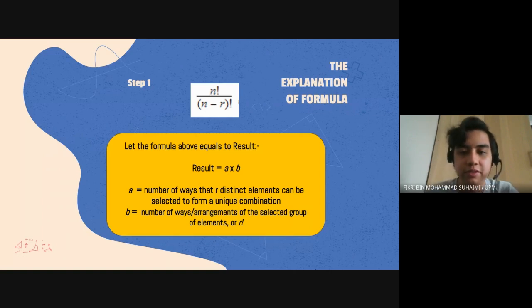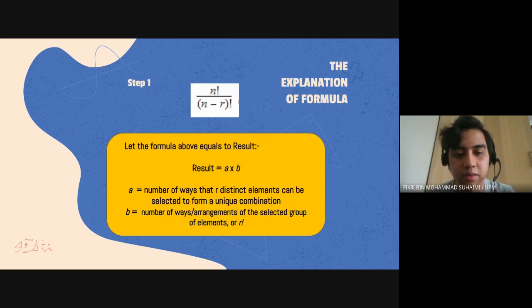Now, after I've explained the previous r factorial, I will explain how we get the combination without repetition formula. For the first step, let us consider that the formula above, which is the permutations without repetition formula that we discussed just now, equals the result. Then we use the equation where the result equals A times B, where A represents the number of ways that R distinct elements can be selected to form a unique combination, which, if we remember, is the same definition as the combination without repetition. So this is what we want to find, the A.